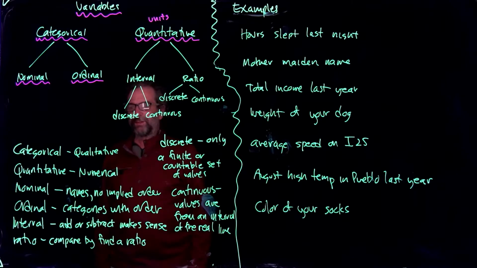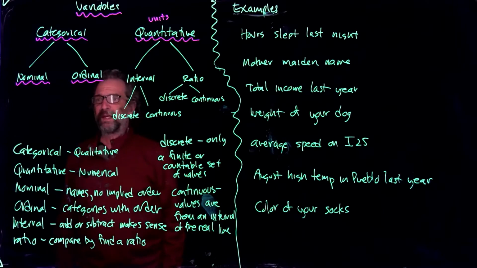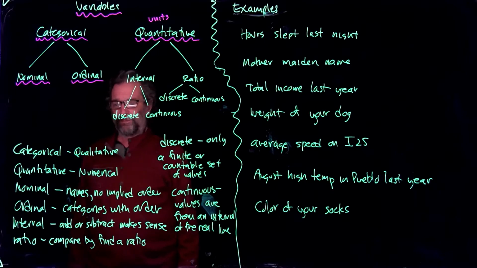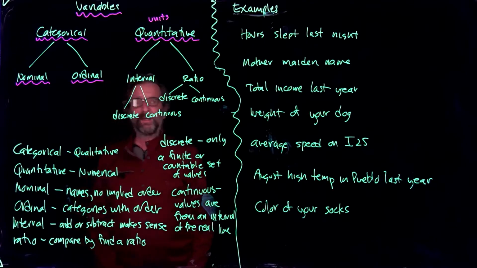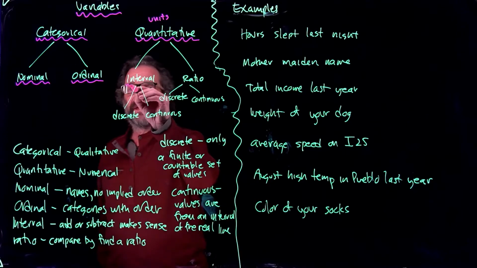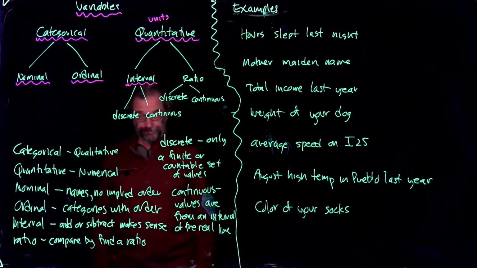Otherwise, just like names, what city do you live in, what language do you speak, what's your ethnicity, those are names with no implied order. Okay, and over in quantitative, the quantitative ones could be interval, where that more or less means it makes sense to compare them and add and subtract them.